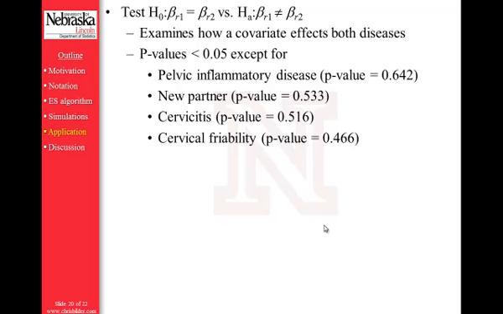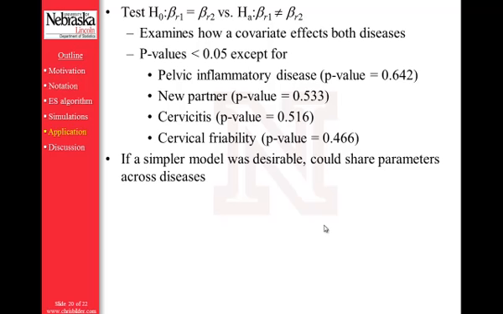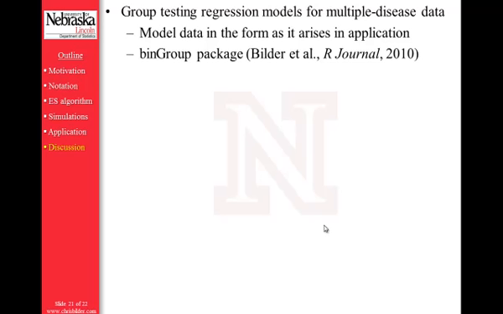And without going into all the details, p-values were less than 0.05 for all the terms in our model except for these 4 particular ones. And if perhaps a simpler model was desirable, one perhaps could explore sharing parameters then across diseases for some of these non-significant sets of parameters.